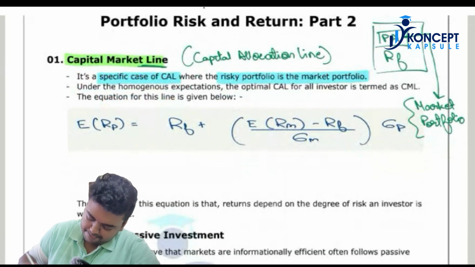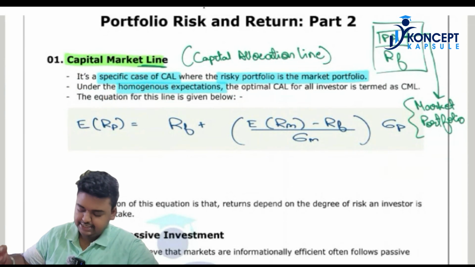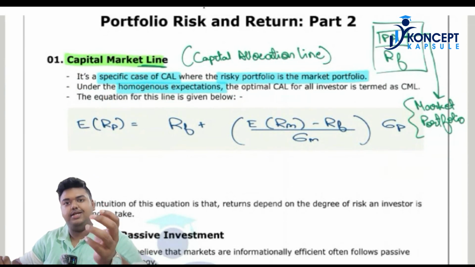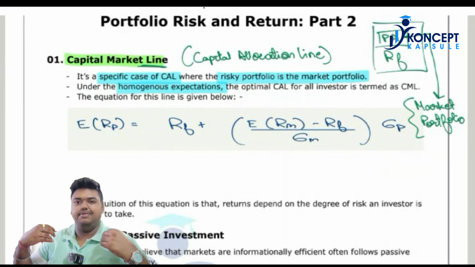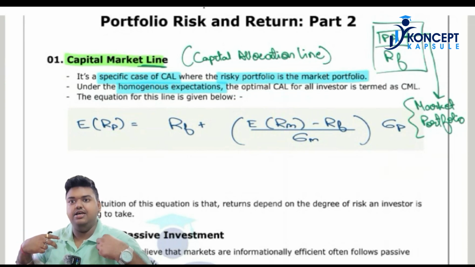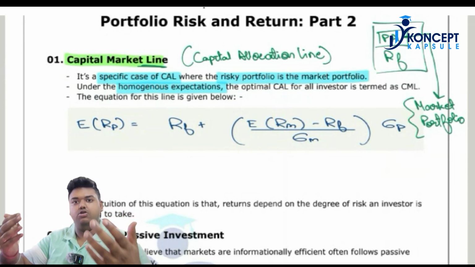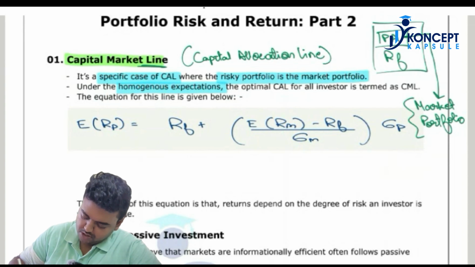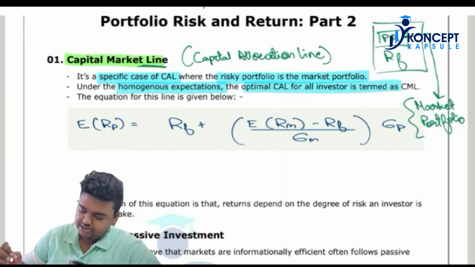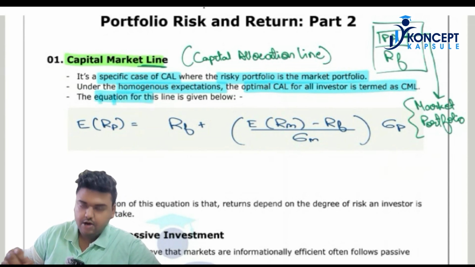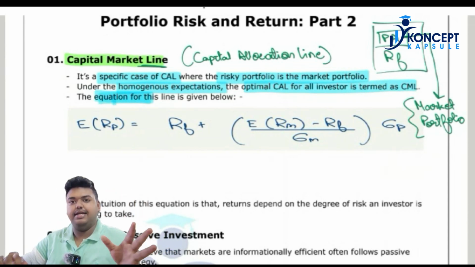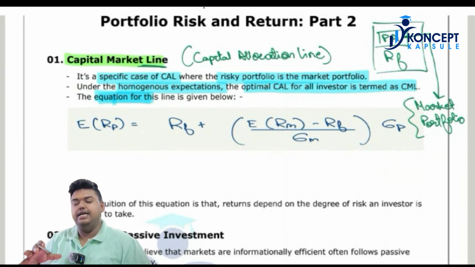Under the homogeneous expectation, we all know what a homogeneous expectation is. We have read it in part 1. Homogeneous expectation means the expectation that I have as an investor with respect to risk and return, you also have the same expectation. Under the homogeneous expectation, the optimal CAL for an investor is termed as CML. Now we have seen the capital market line. Now we will see the equation.